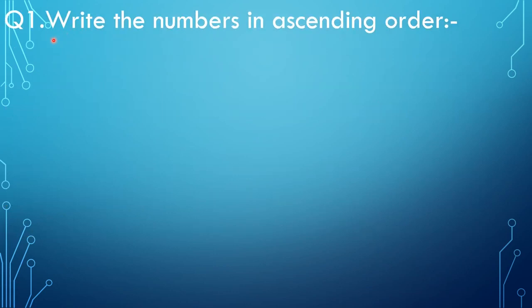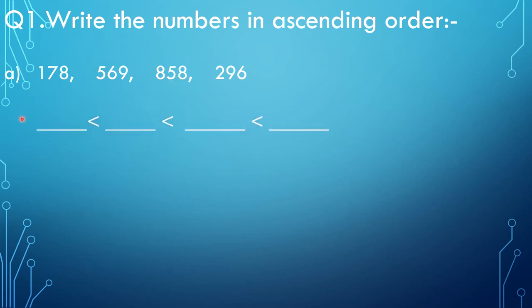So in question number 1, write the numbers in ascending order. So here in A part, it is given 178, 569, 858 and 296. Now we have to arrange these numbers in ascending order. Okay. So in ascending order, what we will do? We will arrange the numbers from smallest number to the greatest number.